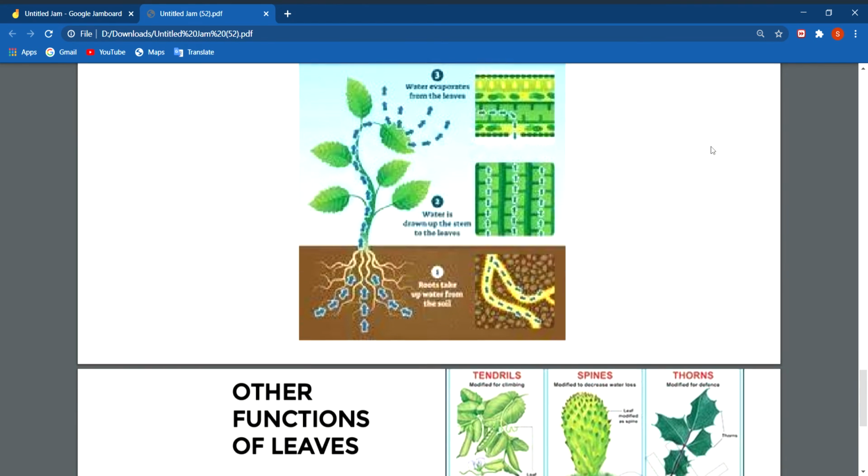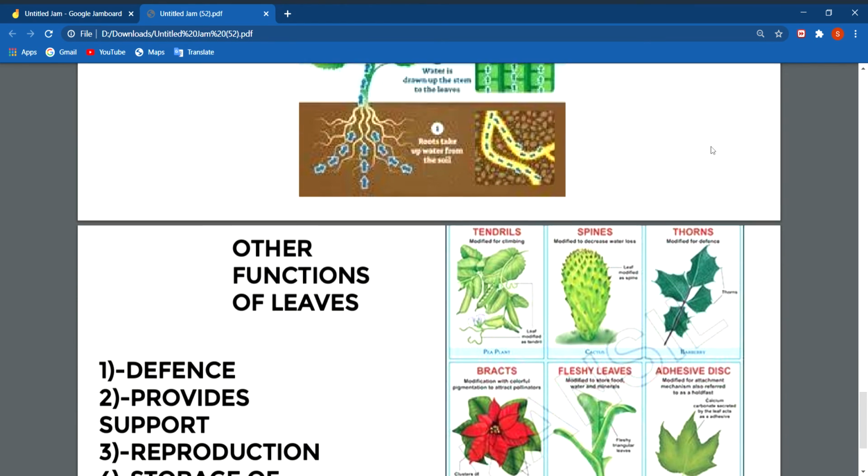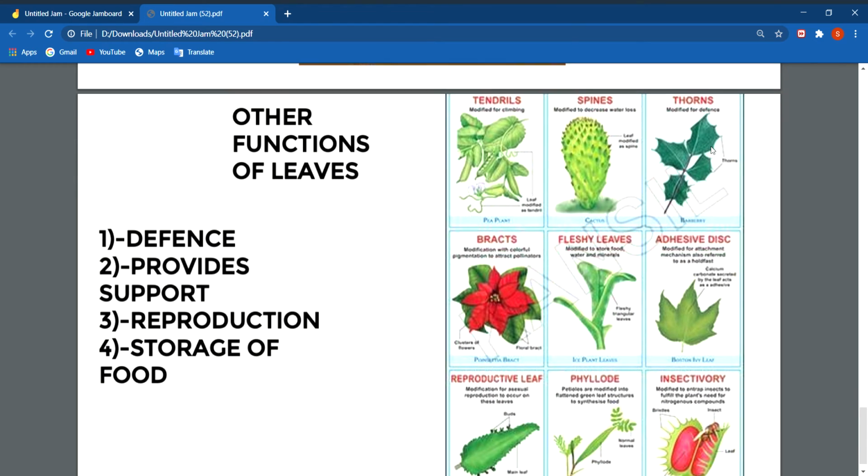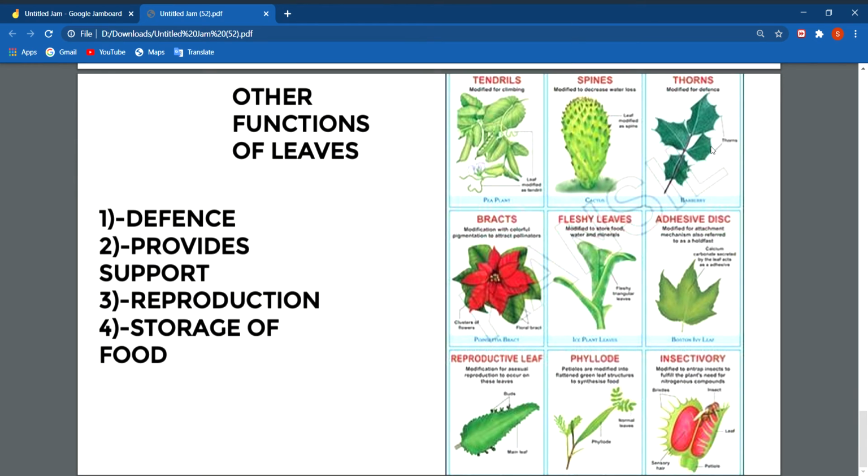Besides these functions, there are some other functions also which are carried out by the leaves. These functions are defense, providing support, reproduction and storage of food. Let us first discuss defense. In some plants such as cactus, date palm and prickly poppy, either the entire leaf or a part of the leaf is modified into spines for defense. These spines prevent the loss of water and protect the plant from grazing animals as well.